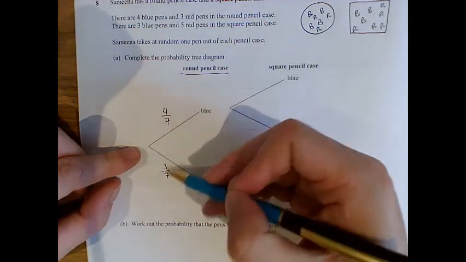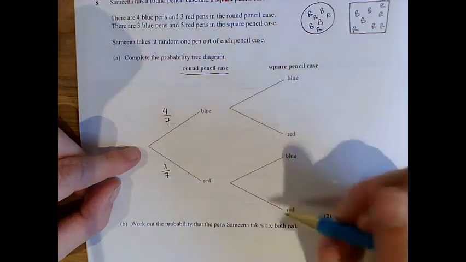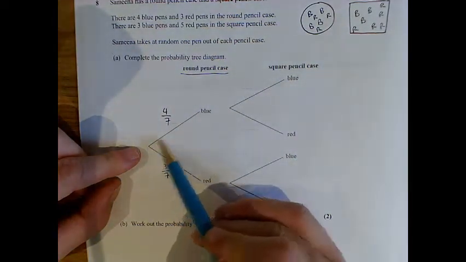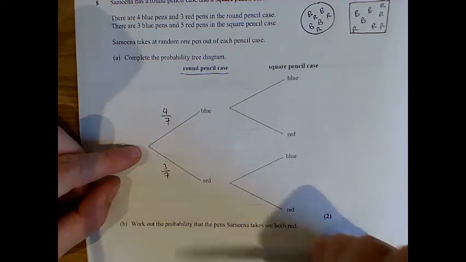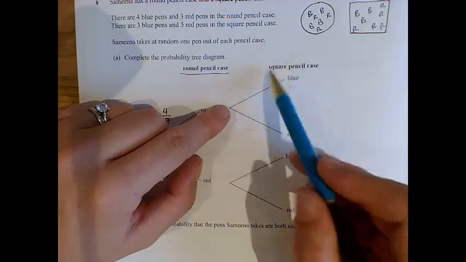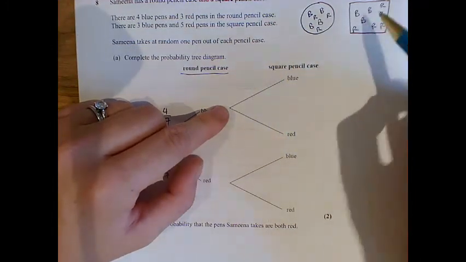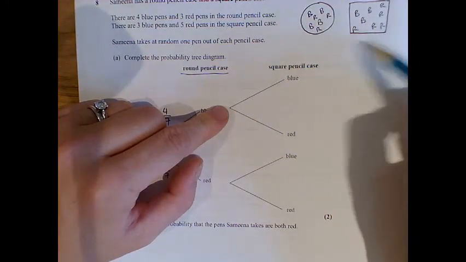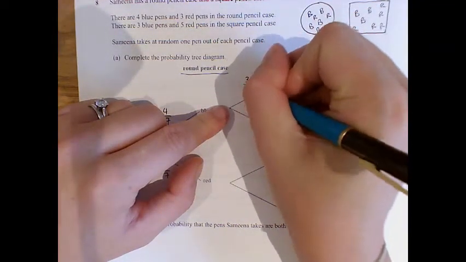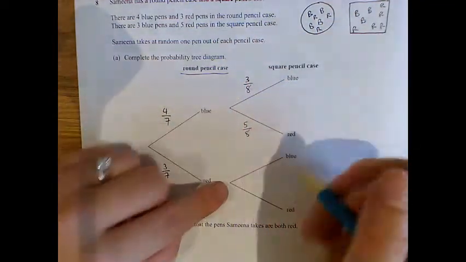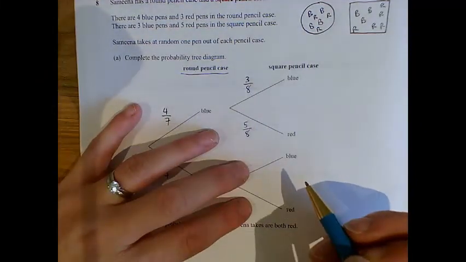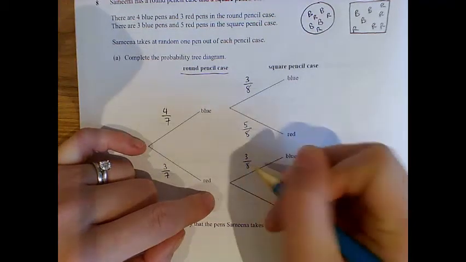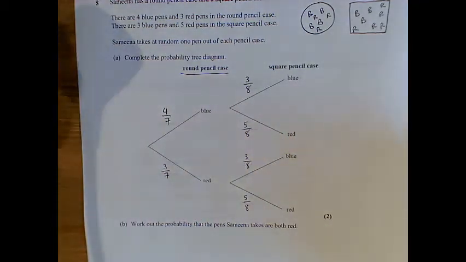Now, these branches should always add up to 1. These branches should add to make 1, and these branches should add to make 1, because probability is always out of 1, and it's certain that you'll take one of those 2 branches. Now, when we come up here to the square pencil case, the chance of me taking blue, 1, 2, 3 out of 8. And red is 5 out of 8. And it doesn't really matter what we take out of the round pencil case, it's going to be the same here, isn't it? So 3 out of 8 for blue and 5 out of 8 for red. And that's 2 marks for completing our probability tree diagram.